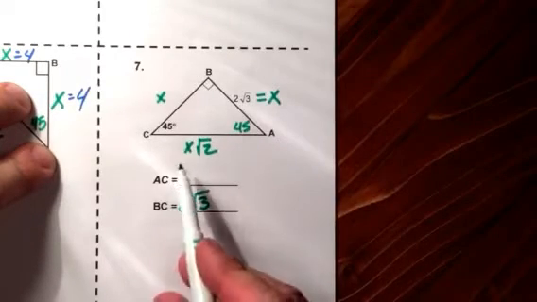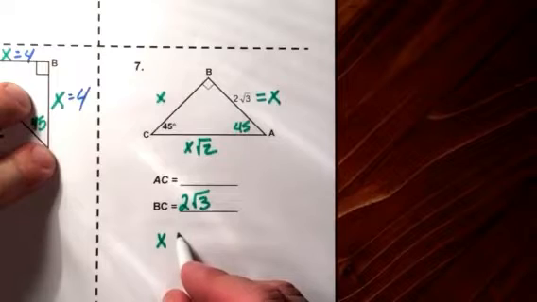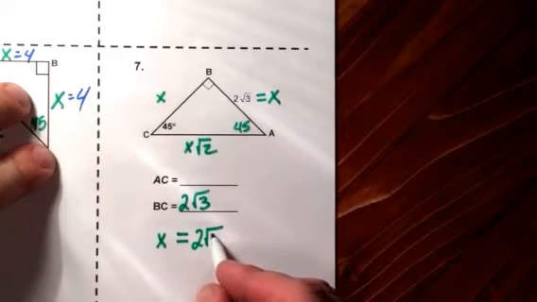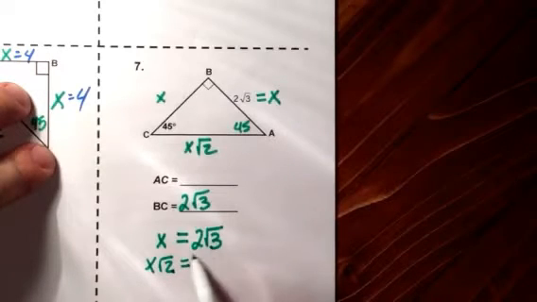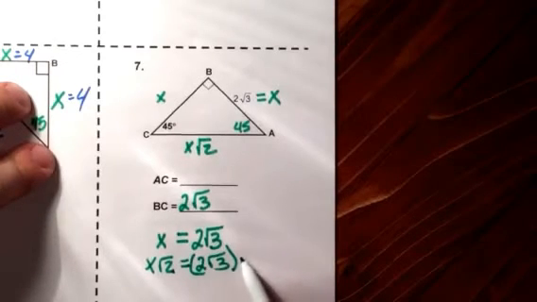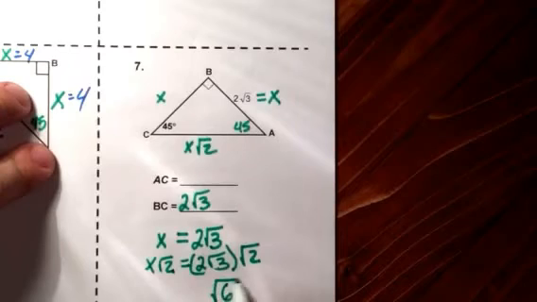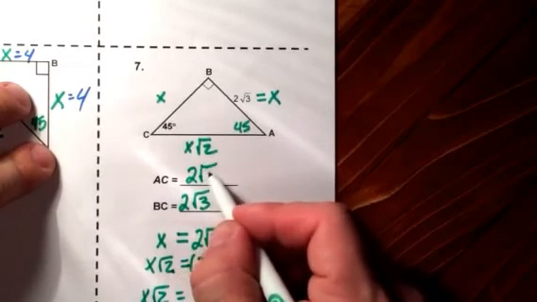Now, X is 2 radical 3. So if I say X square roots of 2, well, we know that this is X, so I'm going to write down 2 radical 3 for X times the square root of 2. There's my new problem to work with. Because I'm multiplying, I can say 2 times 3, which is 6. So now I've got 2 square roots of 6, and that would be the X square root of 2 side, or the hypotenuse known as AC.